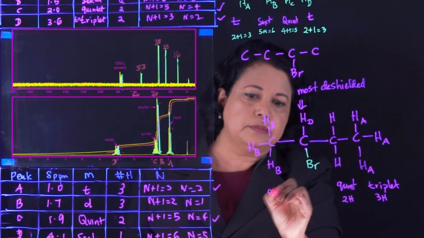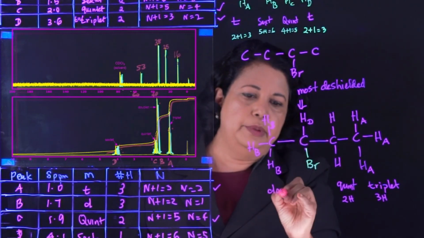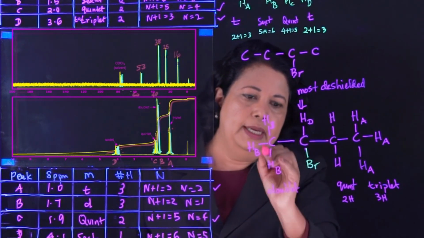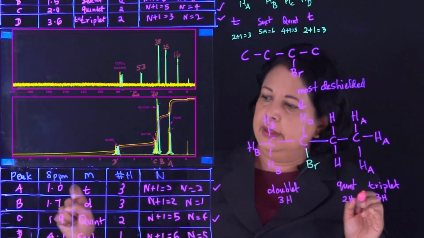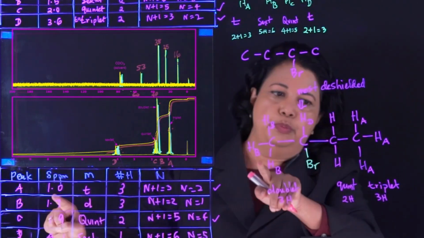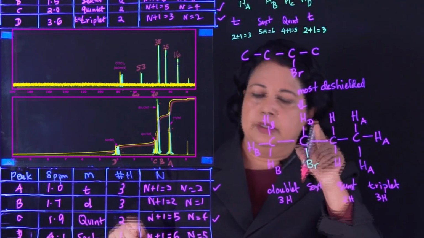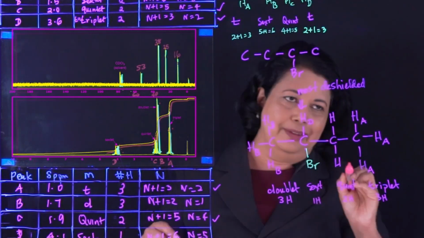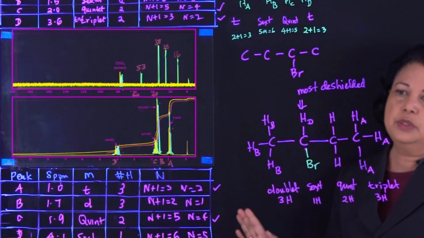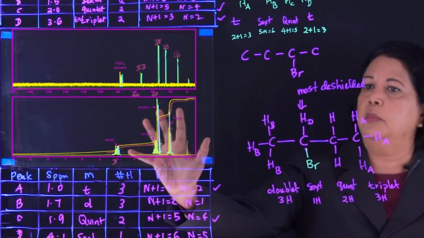Doublet, 1 hydrogen neighbor, and it has got 3 hydrogens beneath it, and this is your HB. And this is your sextet, and it's got 1 hydrogen underneath that. So this perfectly corresponds to your NMR.